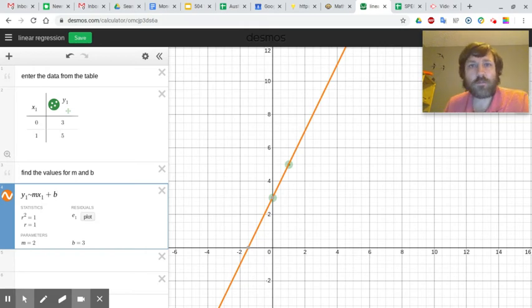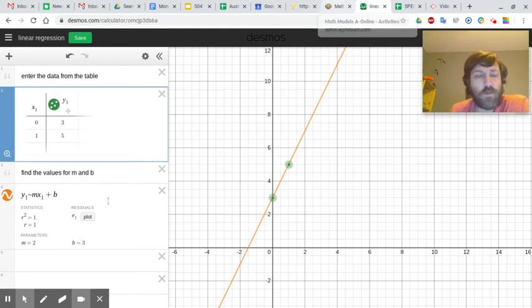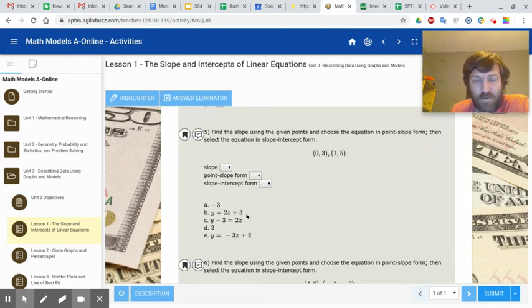Once I type those in, it's going to give me this line right here. And more than that, it's going to give me the values for the m and the b. If you remember, the m is the slope, and the b is the y-intercept. So let's jump over here. We know then that my equation is y equals 2x plus 3. So that's going to be answer choice B for slope-intercept form.